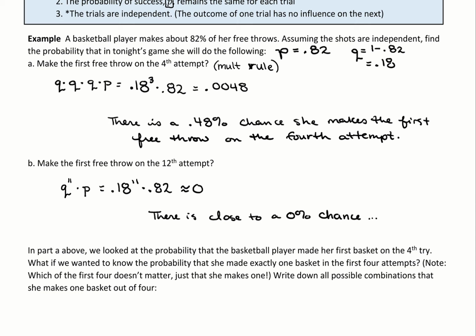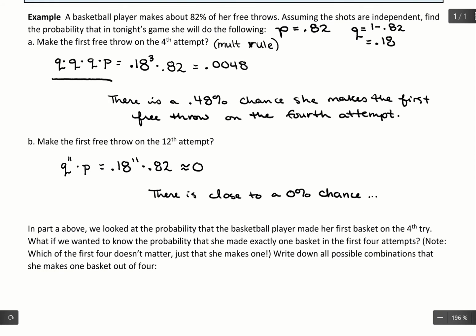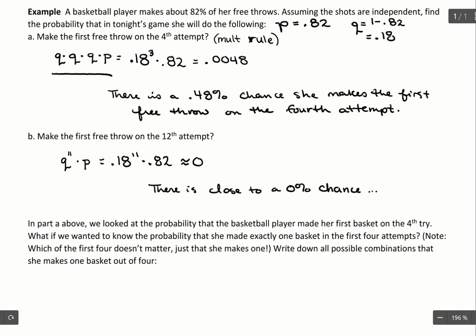With these two scenarios, the sequence of events is specific. It can only happen this one way. It requires failing 3 times in a row and then succeeding on that 4th try. And that's the only way that matches with this wording of make the first free throw on the 4th attempt. And same thing with the 12th attempt. She has to fail 11 times in a row and then have success on that last time.